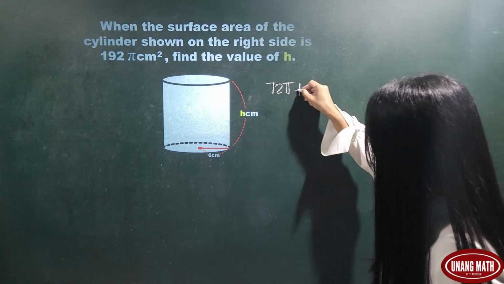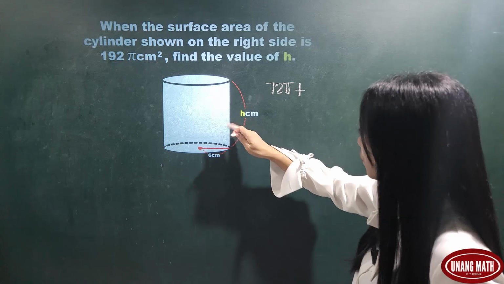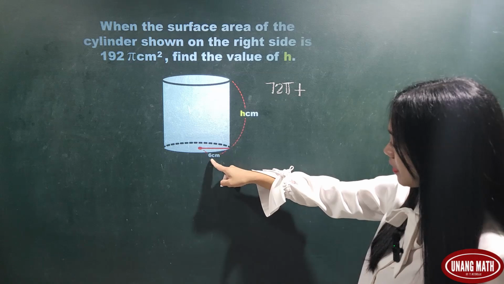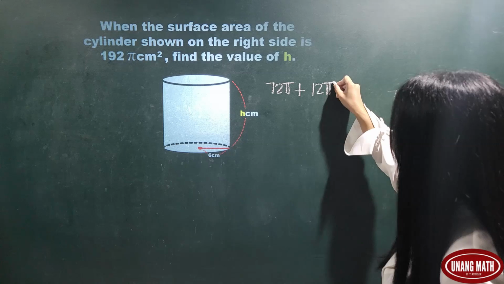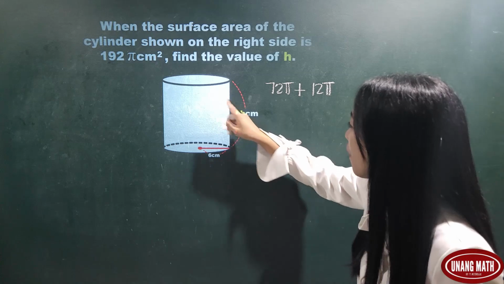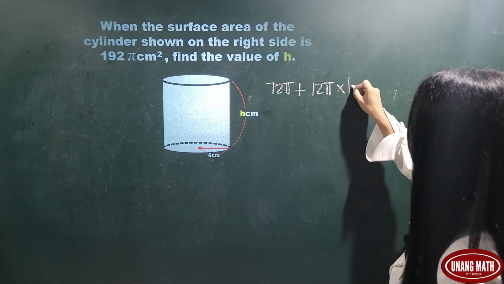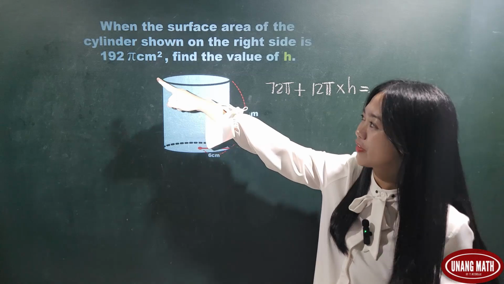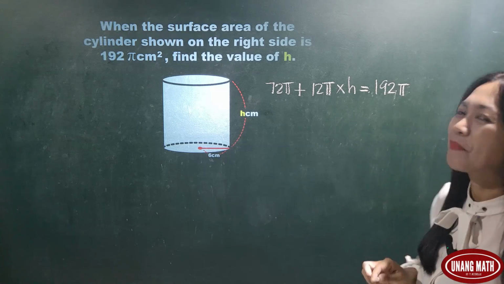Okay, we just have to add the area of the lateral face. So the length would be the circumference of the circle. So 2 times 6, that's going to be 12 pi. So plus 12 pi, and we have to multiply by the height or the width of the rectangle. Actually, the height is missing, so we just have to write here times h, and this is equal to, it's given, the surface area is 192 pi.